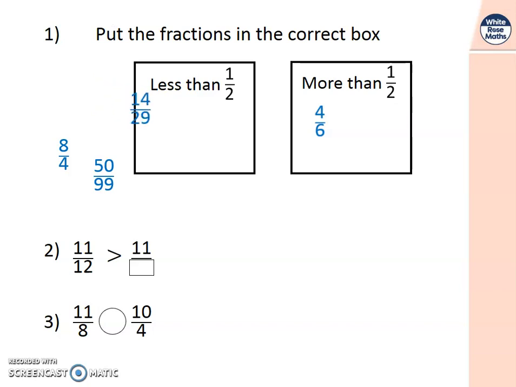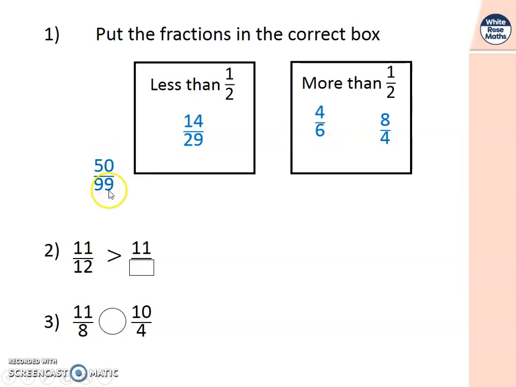Let's have a look at 14/29. Why is it less than half? Well, half of 29 would be 14.5, and 14 is less than 14.5. Let's have a look at this one. Why does it go here? Well, 8/4 means I've got one whole one, 4/4, and another 4/4, so I've actually got 2 whole ones. That's definitely more than half.